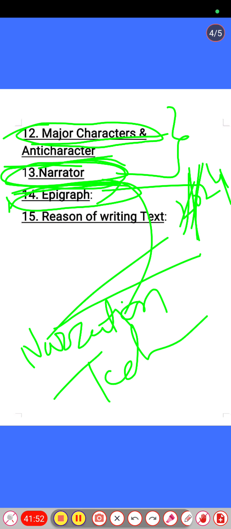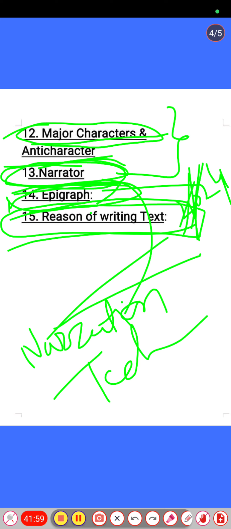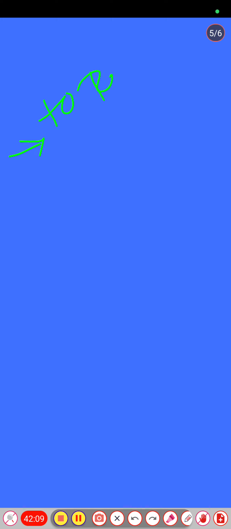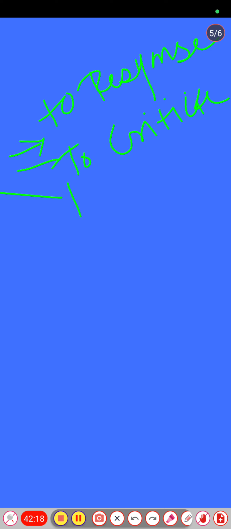After the epigraph, you must be aware of the reason for writing that text. Now why am I adding this point, the reason for writing this text? Now if that author has written that text to what? To respond, to criticize, to express, or for some message.